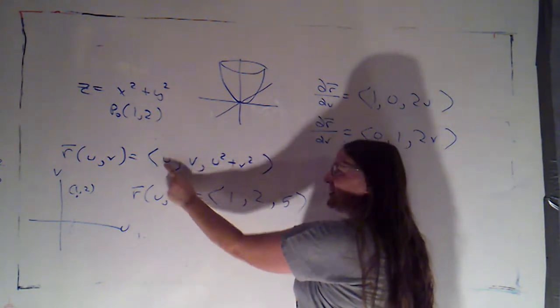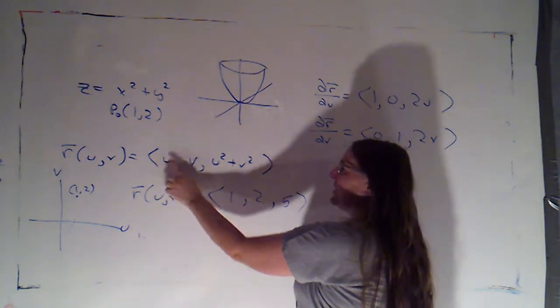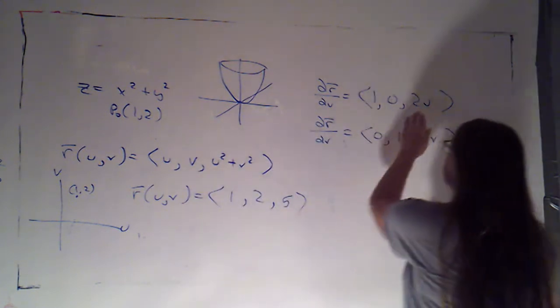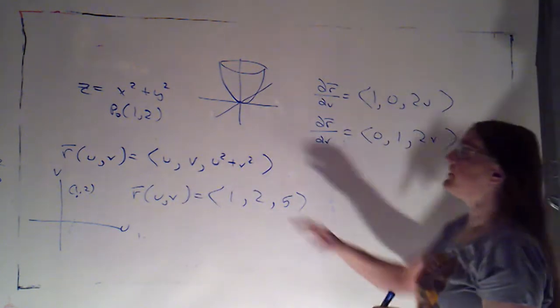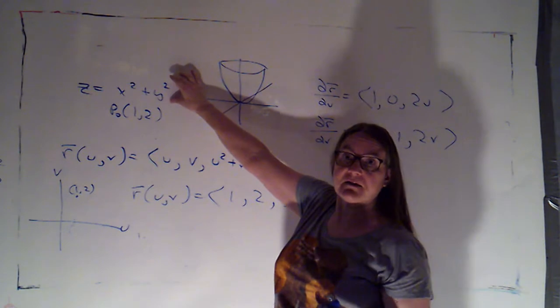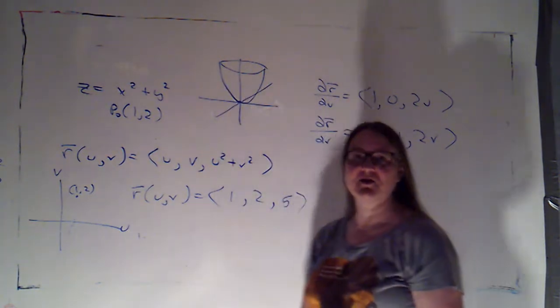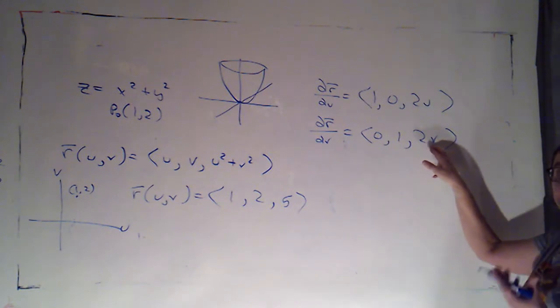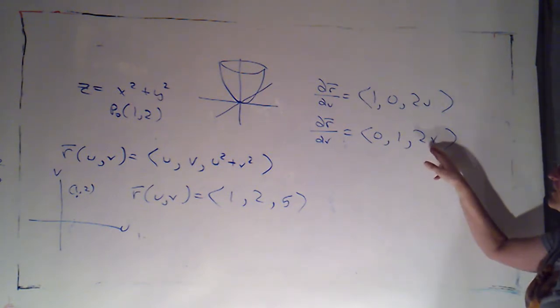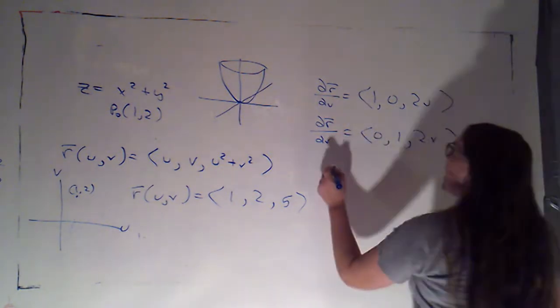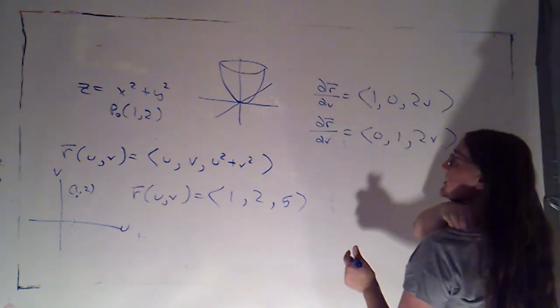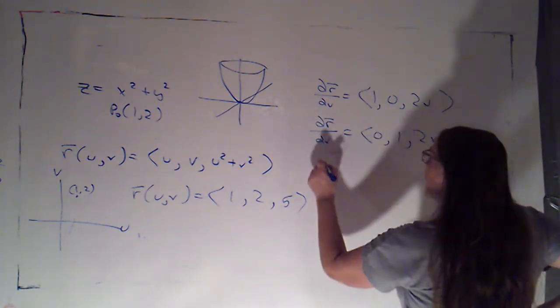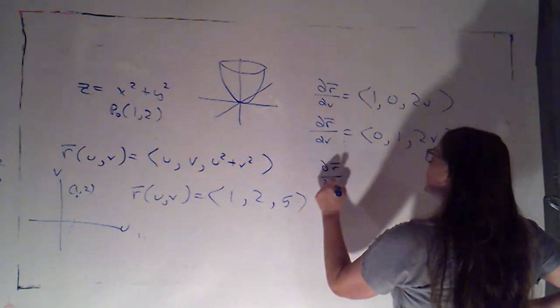So I'm getting 1, 0 here when I take the partial with respect to u, and then this is just the partial derivative of this function with respect to x, except I'm now calling it u. Similarly, this is 0, 1, and this is the partial derivative with respect to y, except we switched names and are calling it v. All right, excellent. So I'm going to actually evaluate these at this point, because then I just get numbers.